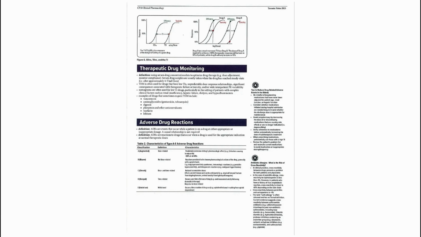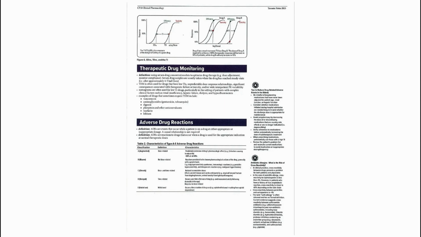Type D, delayed. D stands for delayed. These reactions occur some time after drug exposure, sometimes even after treatment has ended. Examples include cardiotoxicity developing after treatment with doxorubicin. These reactions may or may not be dose-related.